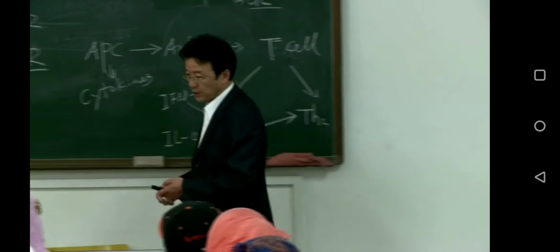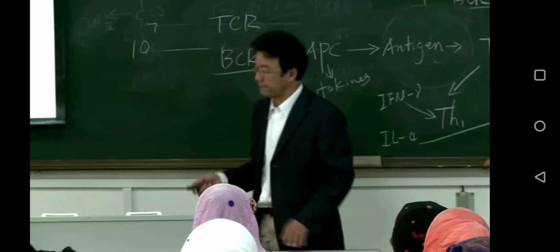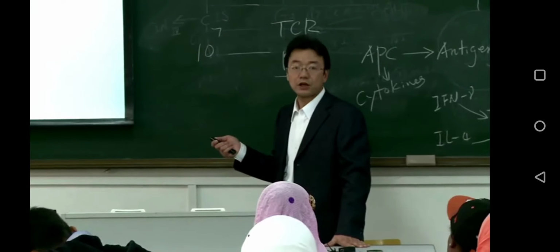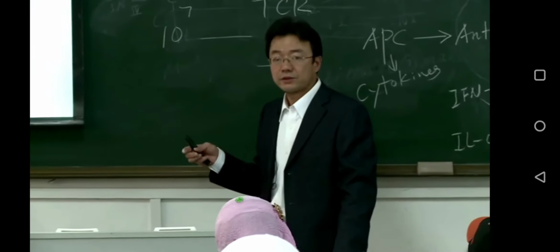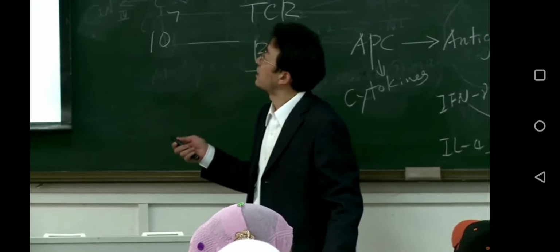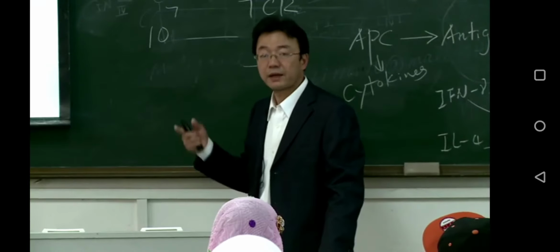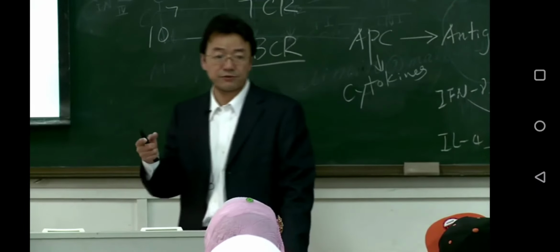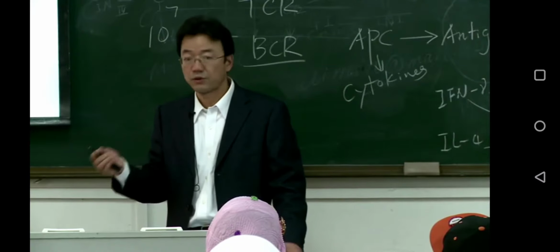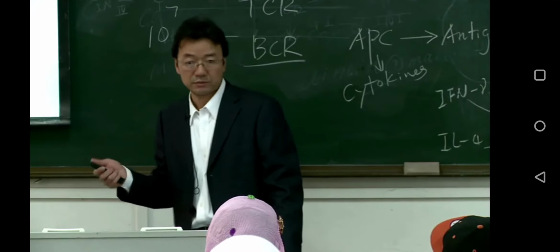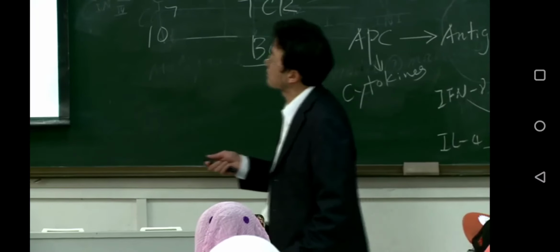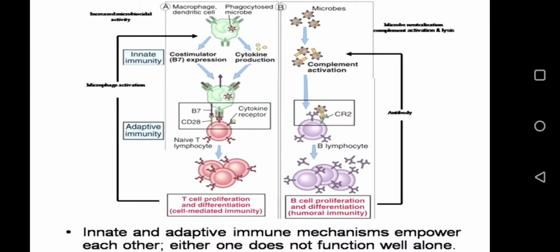So the innate immunity and the adaptive immunity are closely related. We will talk later about the innate immunity and the adaptive immunity. By that time, it will be easy for you to understand. Right now, you may feel confused. So innate and adaptive immune mechanisms empower each other. Either one does not function well alone.